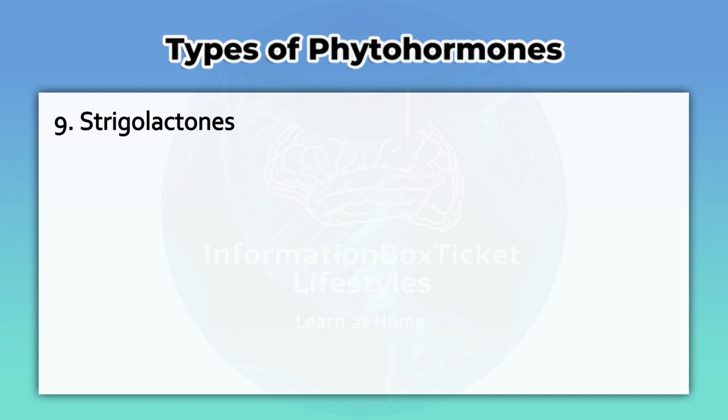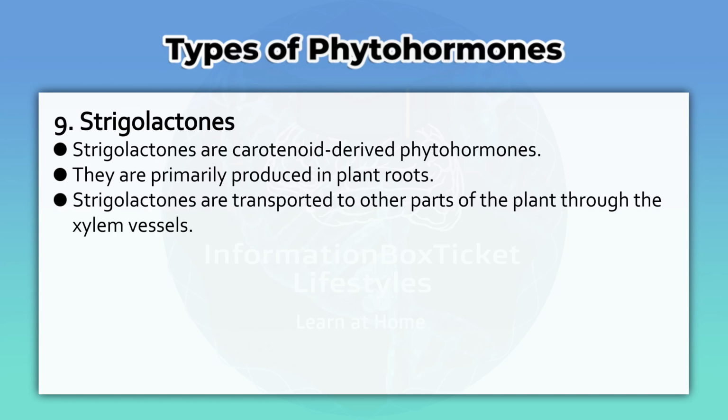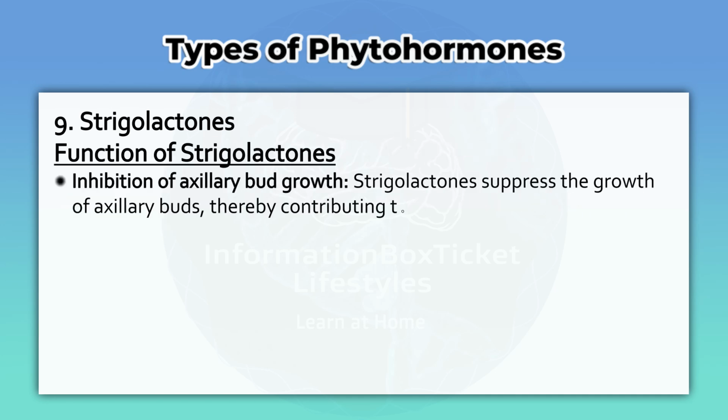9. Strigolactones. Strigolactones are carotenoid-derived phytohormones. They are primarily produced in plant roots. Strigolactones are transported to other parts of the plant through the xylem vessels. Function of strigolactones. Inhibition of axillary bud growth. Strigolactones suppress the growth of axillary buds, thereby contributing to the maintenance of apical dominance.